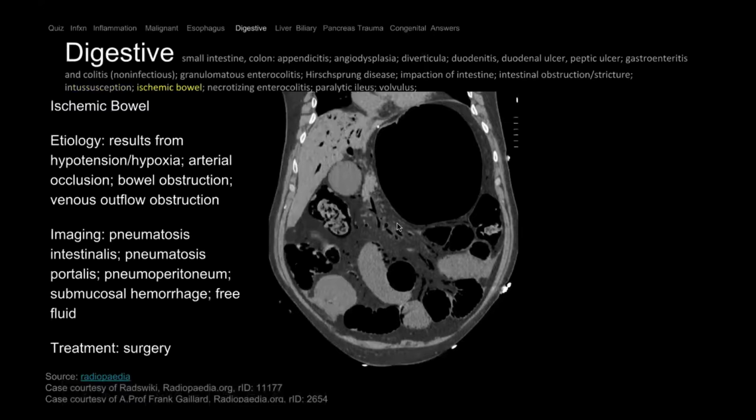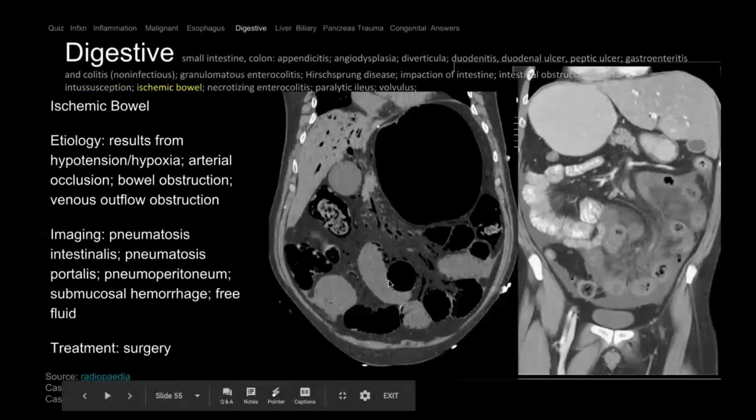So when you see that, it's because there's dead bowel somewhere. So here, you can see there's this air around the wall of the colon. That's called pneumatosis intestinalis. That's when the bowel is infarcted, and basically the air goes into the venous system and then into the portal venous system. So that's a bad sign, and patients need to get urgent surgery.